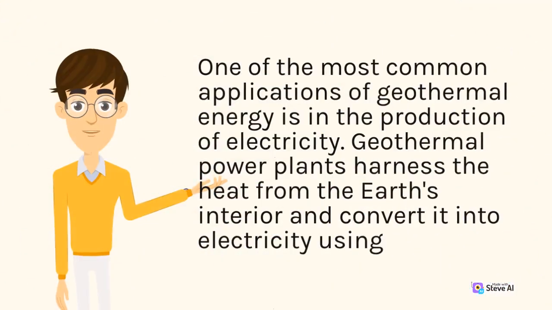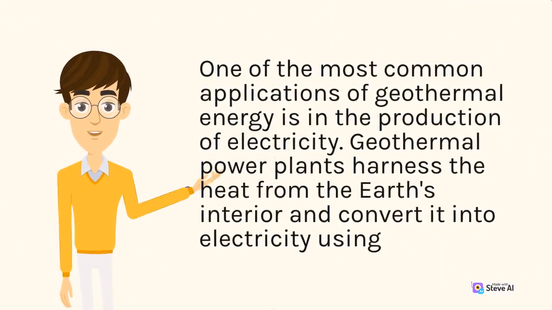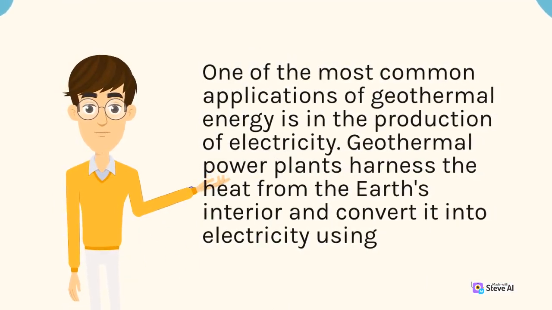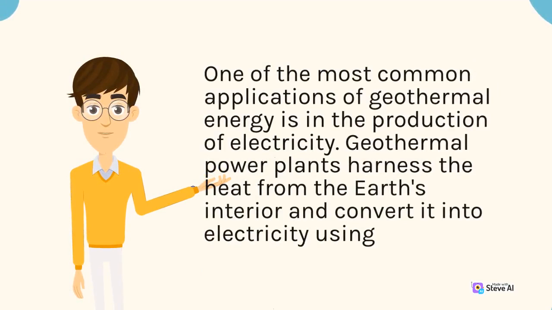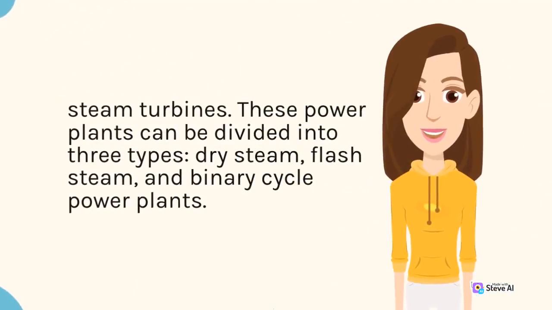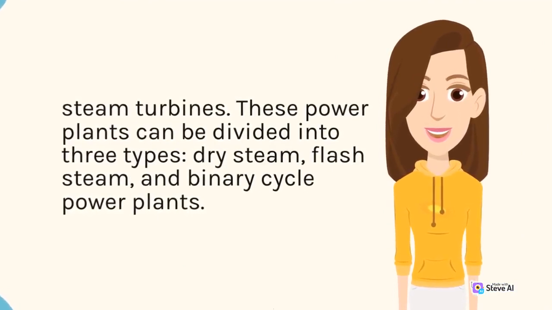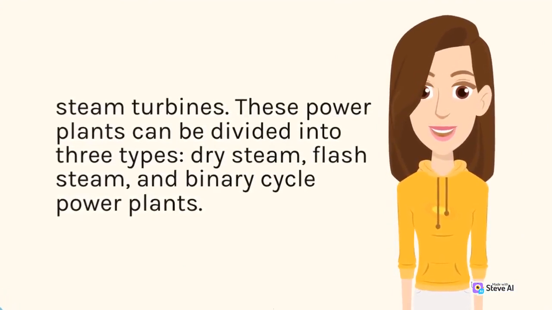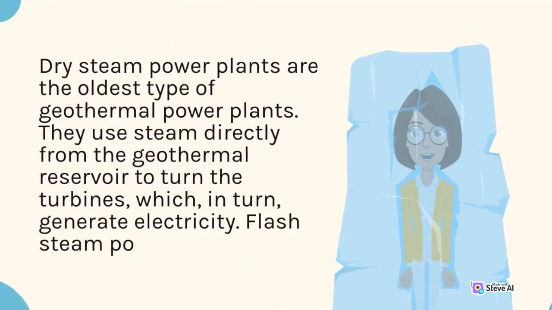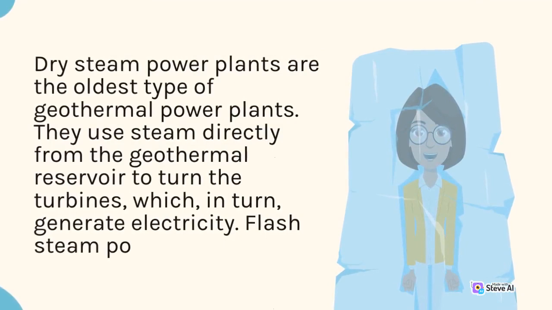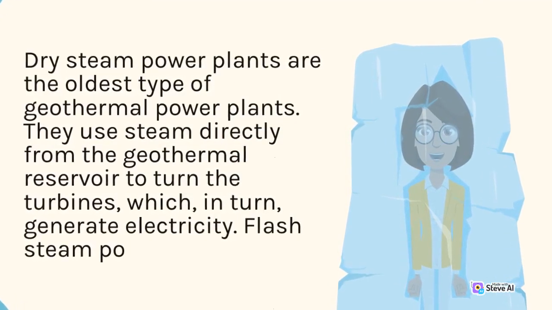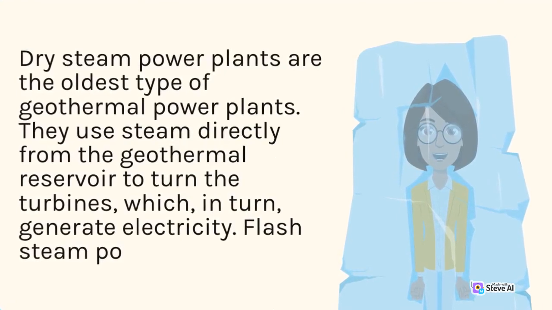One of the most common applications of geothermal energy is in the production of electricity. Geothermal power plants harness the heat from the Earth's interior and convert it into electricity using steam turbines. These power plants can be divided into three types: dry steam, flash steam, and binary cycle power plants. Dry steam power plants are the oldest type of geothermal power plants. They use steam directly from the geothermal reservoir to turn the turbines, which, in turn, generate electricity.